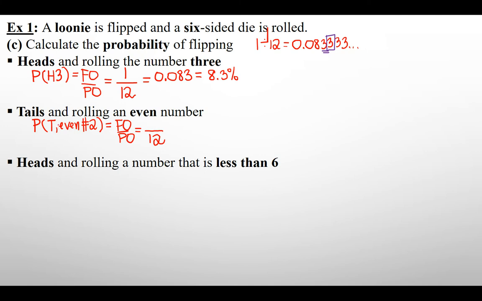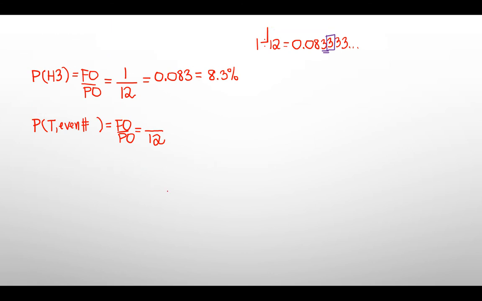And now what we need to do is go back to the table and identify how many possible ways can you get tails followed by an even number. I don't know why I wrote down number 2 there. Let's erase that. I don't know what I was thinking. There we go. 2 is an even number, but we have more even numbers than that. Okay, so let's go back and figure this out.